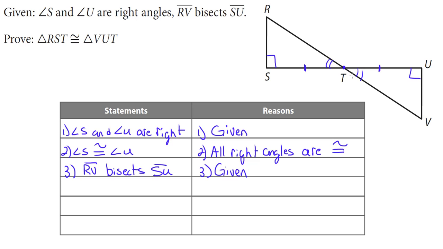Now, if we look at the diagram, what did that tell us? That told us that T was a midpoint, and that also told us that ST is congruent to TU. So that is our fourth statement. ST is congruent to TU. And how do we know that? Because of the bisector. So that is definition of bisector.